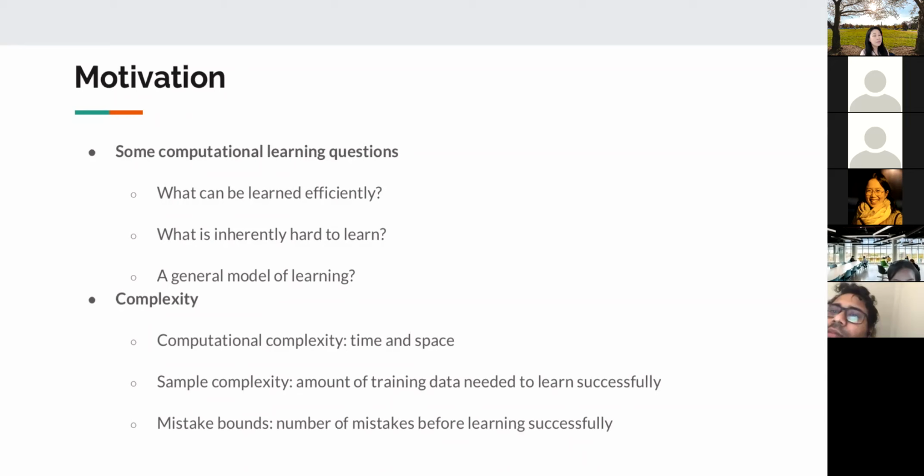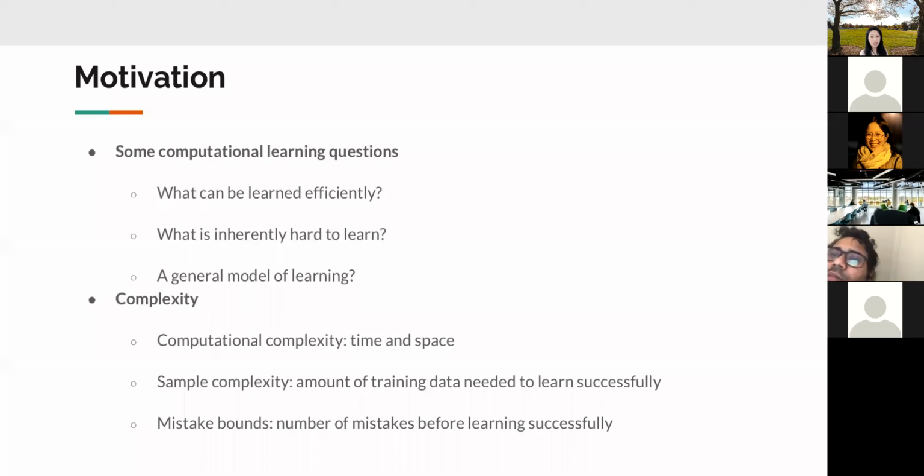So what can be learned efficiently? Can you design an exponential time algorithm, or can you design a polynomial time algorithm? It makes a huge difference if you are working in a high dimensional space, which is usually the case in modern machine learning. Your data usually lies in a very high dimensional space. If your complexity is exponential in terms of the dimension, then it is very difficult. It's NP-hard, it could be intractable, right? So you care about efficiency very much. So here I wanted to motivate this question: what can be learned efficiently? What is inherently hard to learn? And can you have a general model of learning? What is the learning theory behind it?